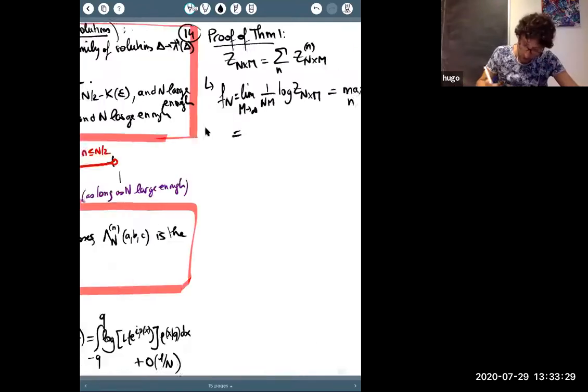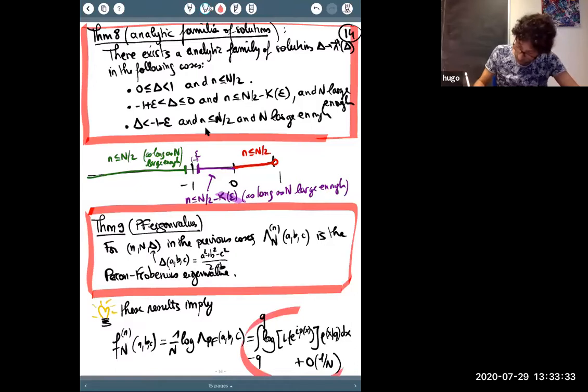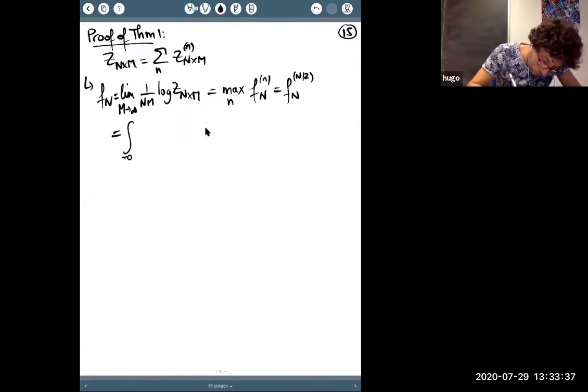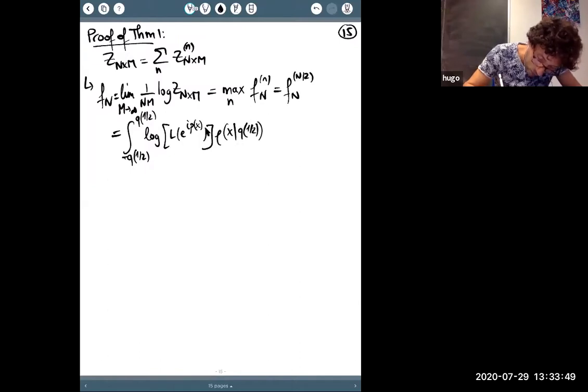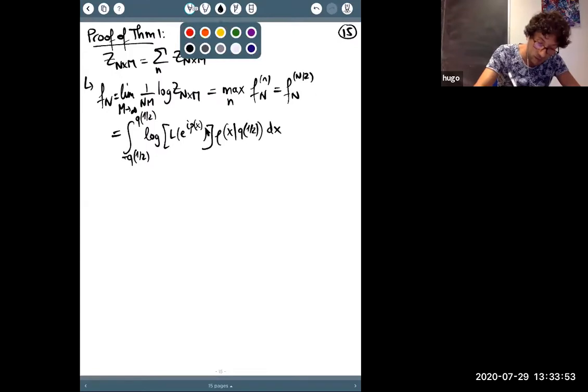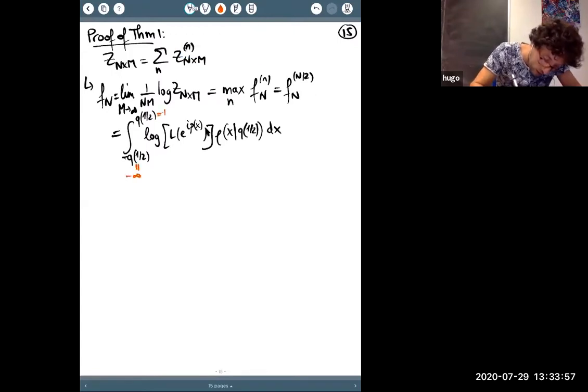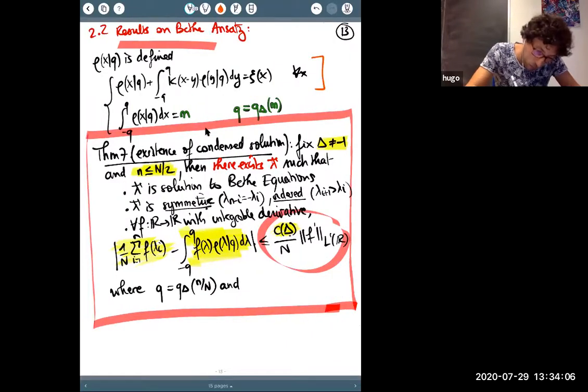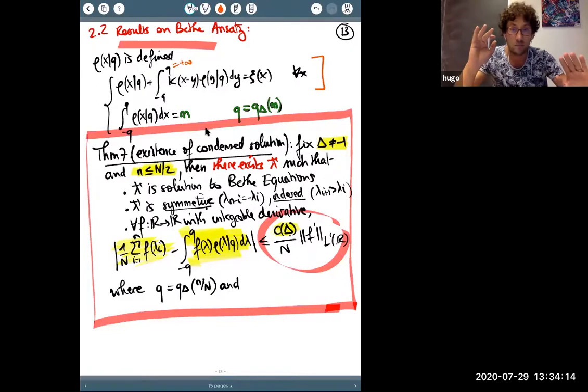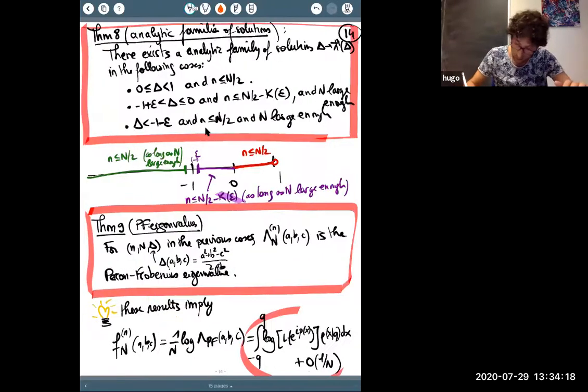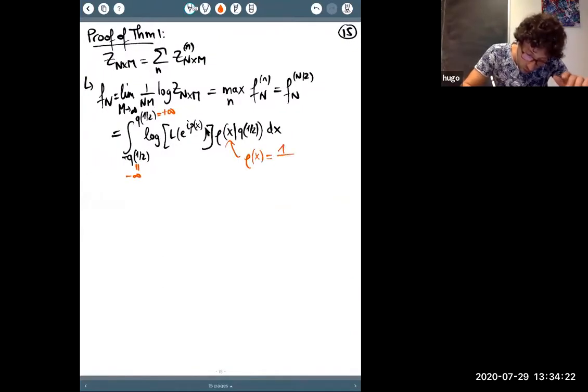And this, by the formula we just derived here, is the integral between minus Q of 1/2 and Q of 1/2 of log of L of e to the ip of x, rho of x knowing Q of 1/2 dx. And here you have to trust me, but it's easy to check, that Q of 1/2 is plus infinity. So in this case, when you are trying to solve this equation, but you put Q equal infinity, you end up with an equation which is very simple to solve in Fourier. So you end up with a rho which is quite explicit. So this rho of x is 1 over 2 zeta cosh of pi x over zeta.